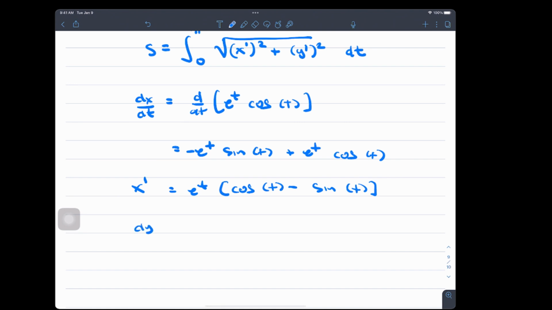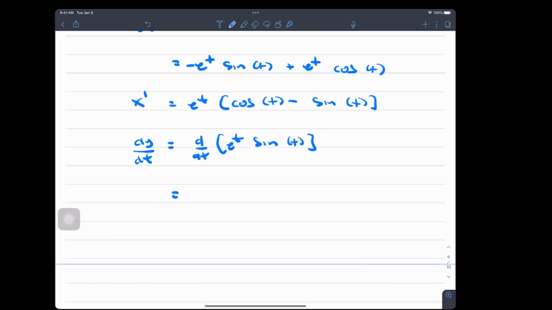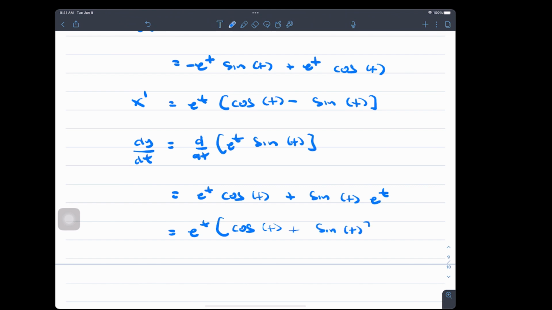Now, dy/dt, which is your y prime, I differentiate again, but this is e to the t now sine t. Product rule again. We use product rule. So we take out e to the t, the derivative of sine is cosine, and then you add, pull out your sine, and you differentiate e to the t. We get e to the t, and notice you get something very similar, and I'm going to write it this way. Cosine t plus what?